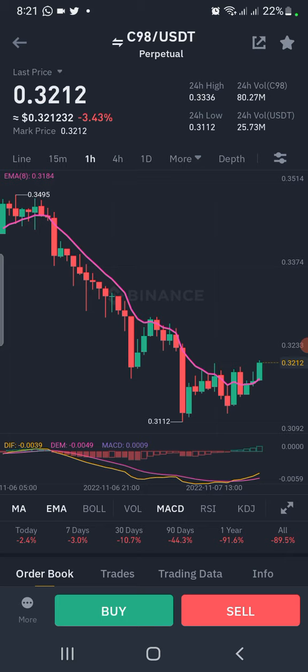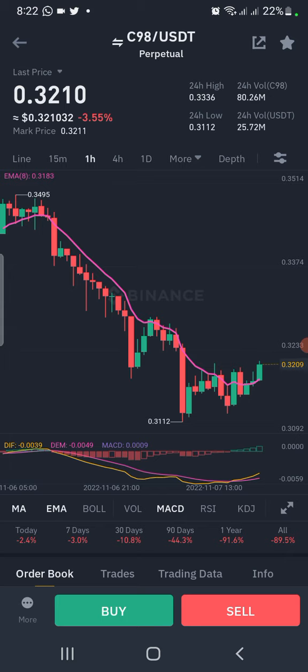Now I could enter this trade here if I want to hold. That means my stop loss is below this line. So I could enter here and hold for days. And I could hold till 0.3374, like you can see it here.